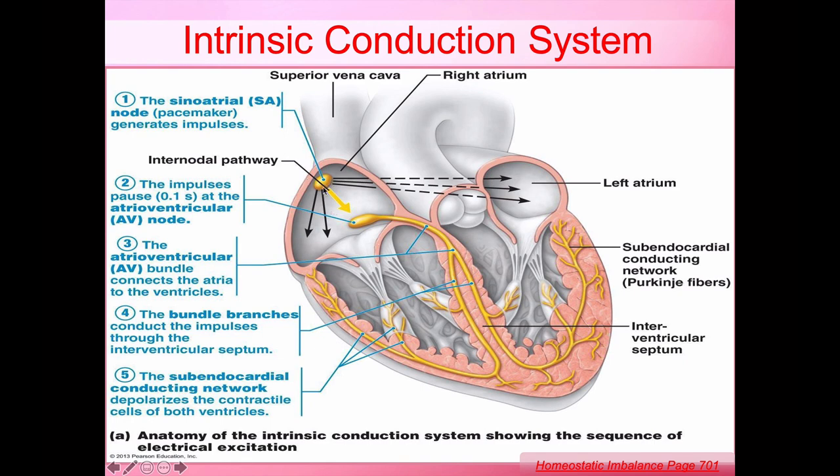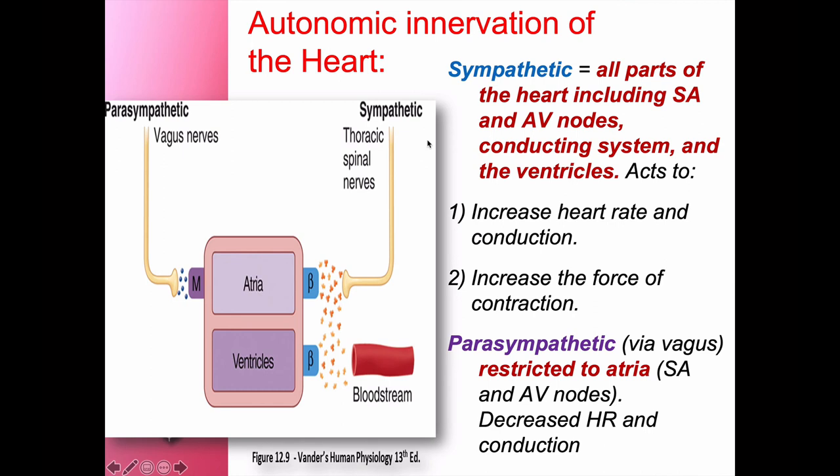These are cells with a special type of property that can produce electric impulses. This is what you have to understand here: it has the property to produce the electric impulse. Now, this is what we call the conduction system of the heart.